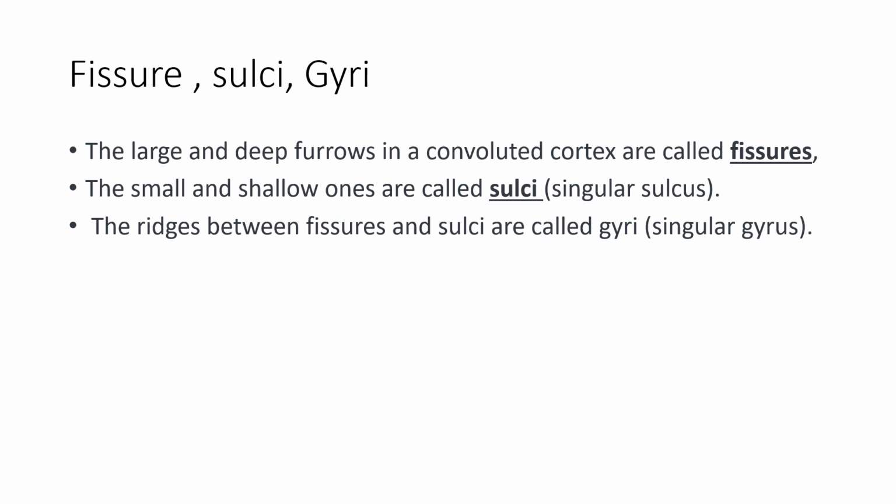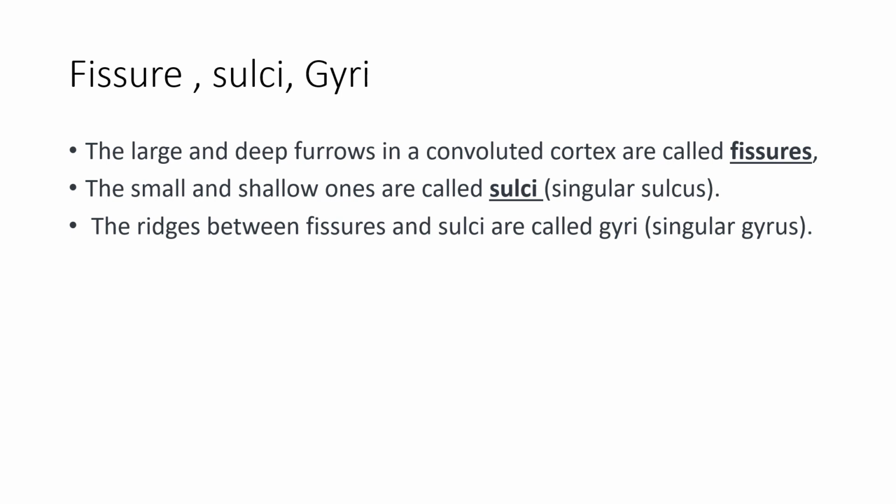As I said, this cerebral cortex has deep convolutions. Those which are large and deep furrows in this convoluted cortex are called fissures. Those which are small and shallow are called sulci. And the ridge between these fissures and the sulci is called gyri or gyrus. So we need to know three terms: fissures, sulci and gyri, all with reference to the type of convolutions.